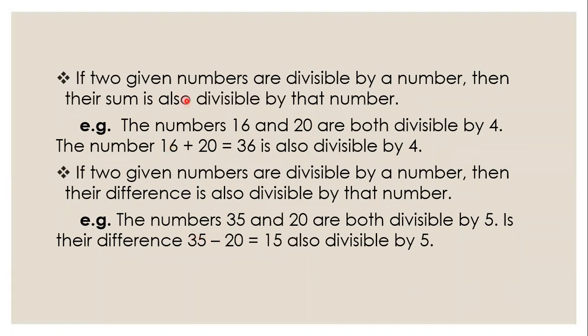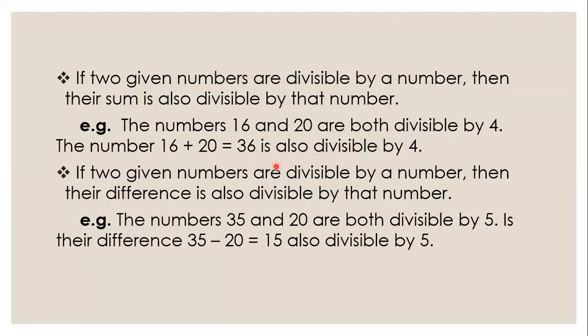If two given numbers are divisible by a number, then their sum is also divisible by that number. Here we will take two numbers, 16 and 20. Both 16 and 20 are divisible by 4. And what is the sum of 16 and 20? The sum of 16 and 20 is 36. And their sum 36 also will be divisible by 4. That is, if two given numbers are divisible by a number, the sum of the given numbers also will be divisible by the same number.